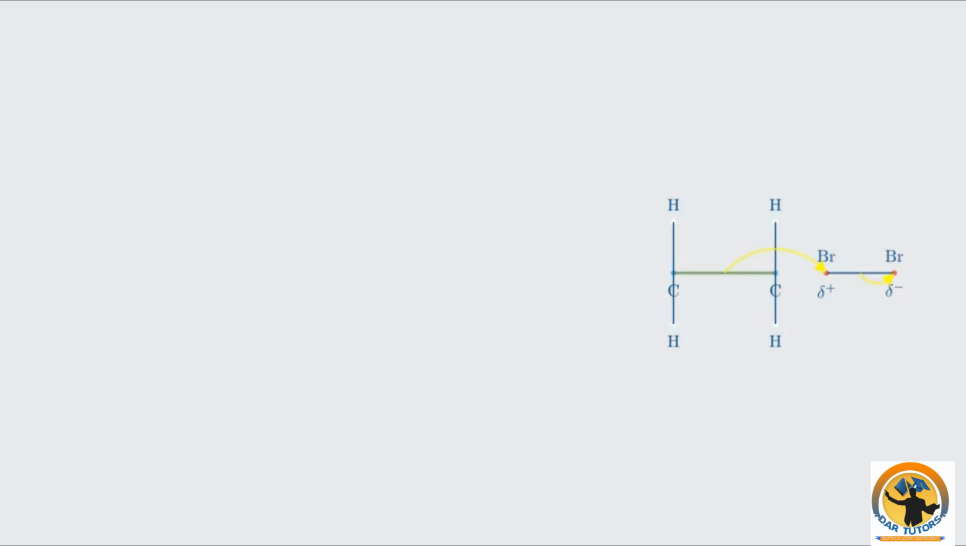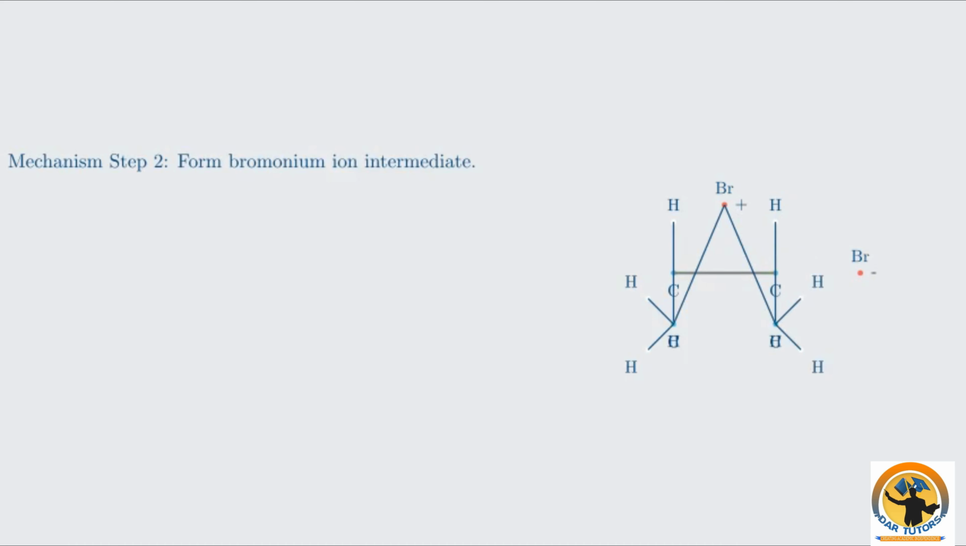The pi electrons of ethene attack this partially positive bromine atom, forming a new carbon-bromine sigma bond and breaking the bromine-bromine bond. The other bromine atom becomes a bromide ion. This process forms a cyclic bromonium ion intermediate, a three-membered ring with a positive charge on bromine. A bromide ion is now available.